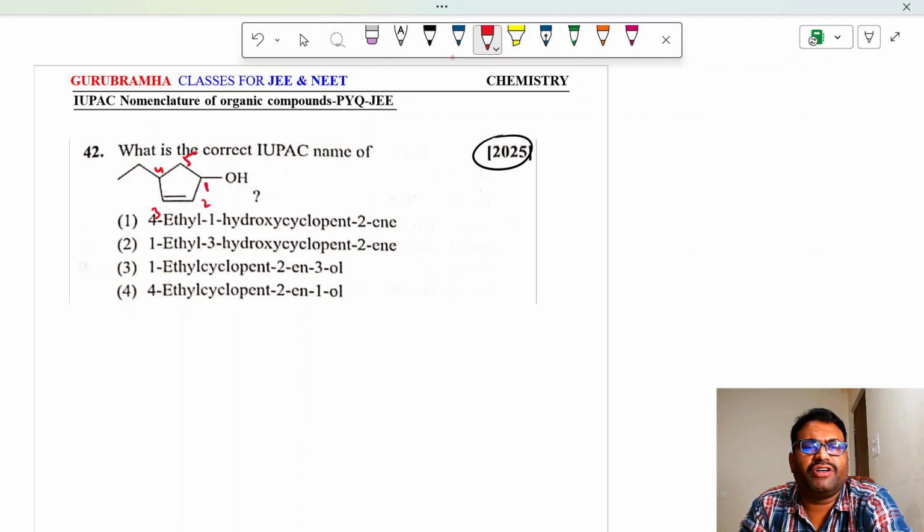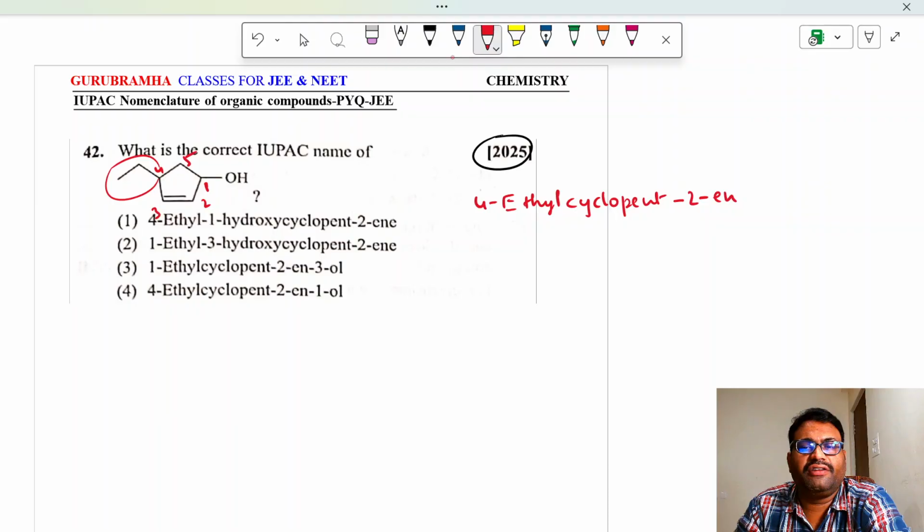So we have a functional group, a multiple bond, and a substituent. Among these three, which is to be given more preference? The functional group. After that, we give more preference to the multiple bond, and after that to the substituent. So this will be the numbering. If this is the numbering, what is the substituent present? Ethyl. So I write 4-ethyl. Then what is the parent chain? The 5-carbon ring is the parent chain. Cyclopent. At the second carbon we have ene, and at the first carbon we have ol.